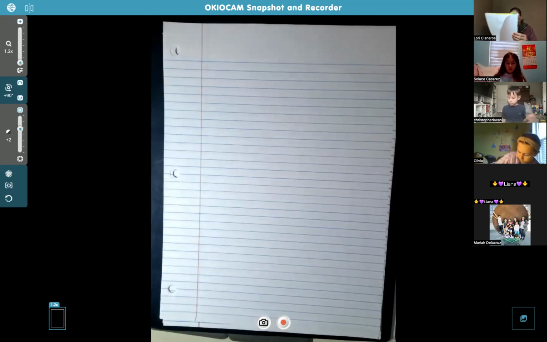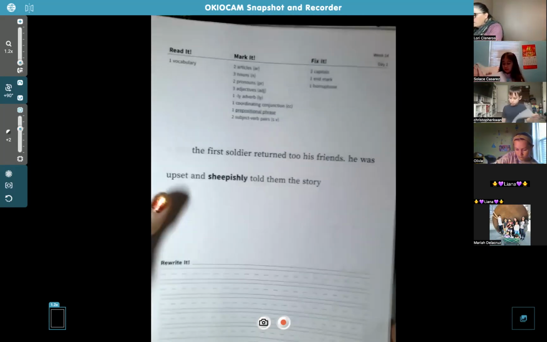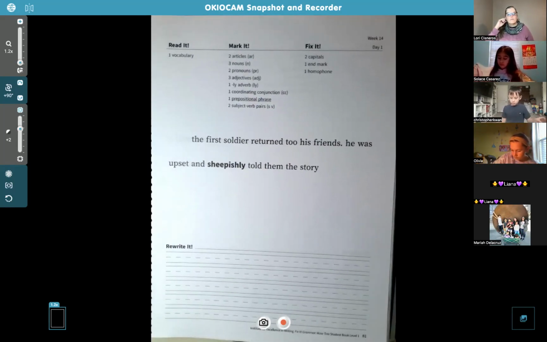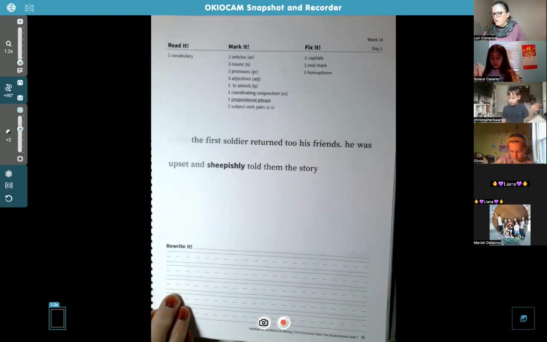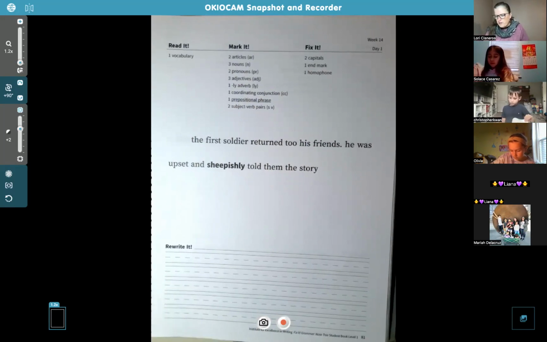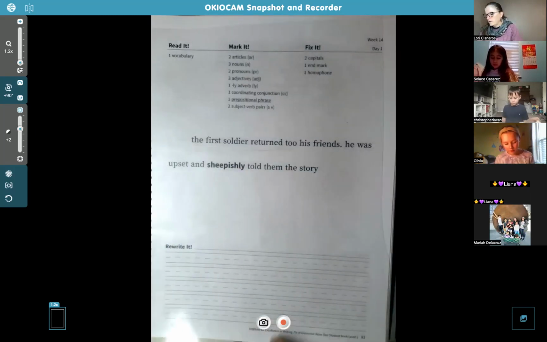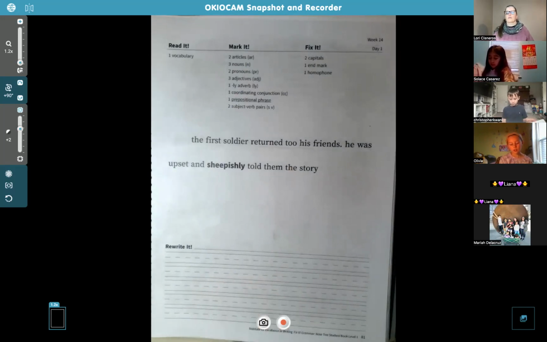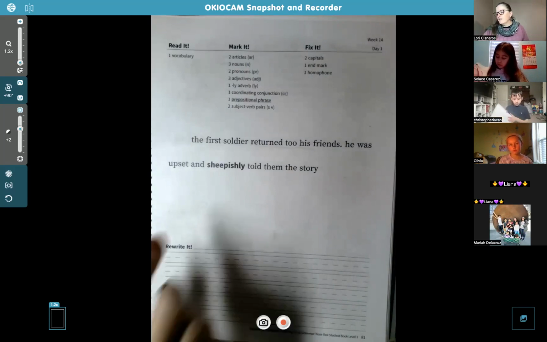This is page 81. Page 81. Does anybody want to volunteer to read this page? Okay, Olivia. Thank you. The first soldier returned to his friends. He was upset and sheepishly told them the story. Good. That word is sheepishly.